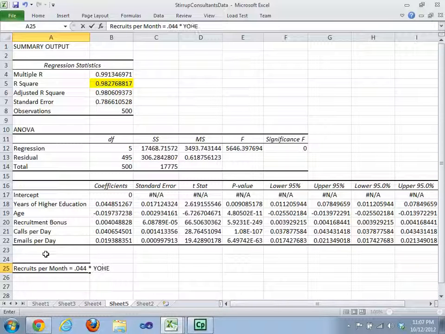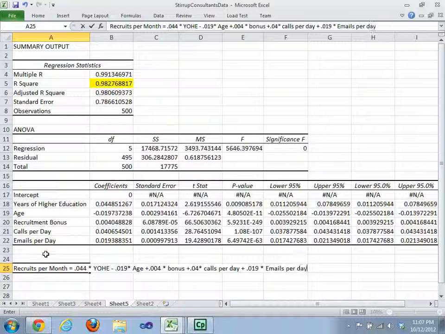times years of higher education plus, or actually minus 0.019 times age plus 0.004 times the bonus for each dollar of bonus plus 0.04 times the calls per day plus 0.019 times the emails per day gives us our equation.